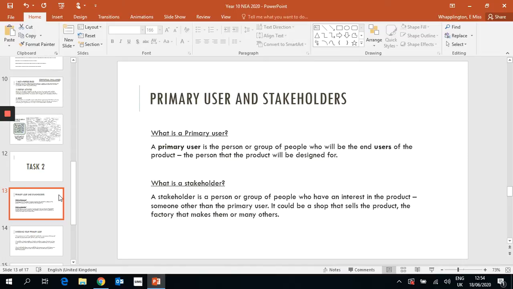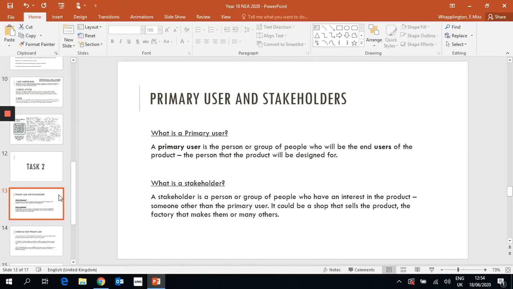If my primary user, as I mentioned before, was my mum, and I'm making a product to think about her personal security, a stakeholder might be a pet shop, because they sell dog products. It might be a camping shop. It might be a security shop. It might be the police. They would also be a stakeholder because the product might alert the police.